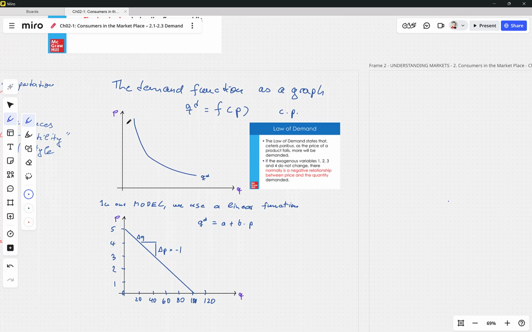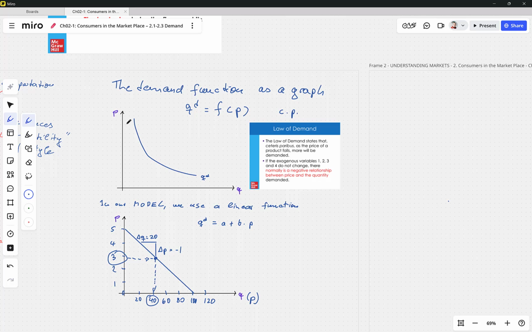Because basically what we have here, as we said, Q, the quantity, is the dependent variable. We could also add here Q as a function of P. If there is a price of 3, then from this 3 we go to the graph, to that point, and then down there, in order to say, okay, if the price is 3, then the quantity demanded will be 40, as the quantity demanded is determined by the price.